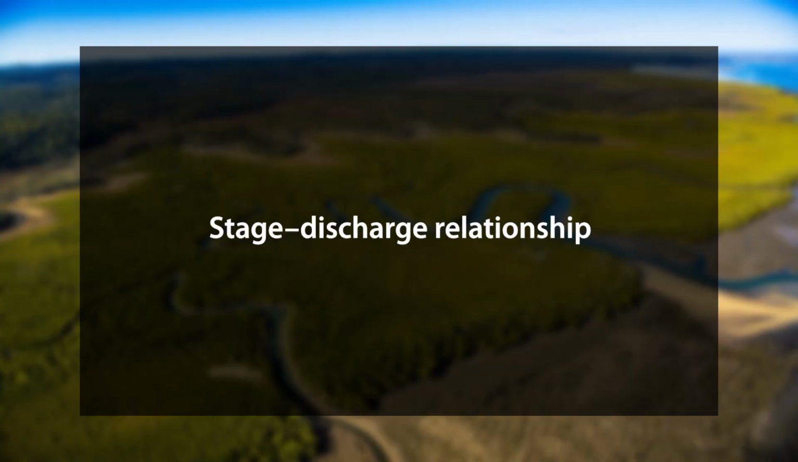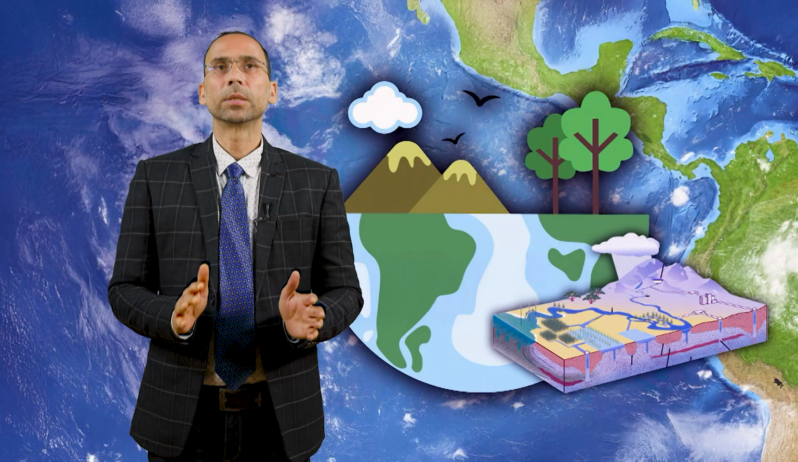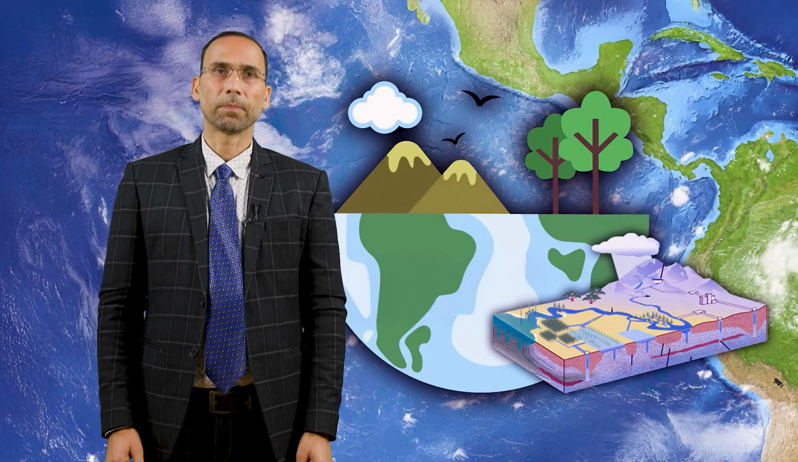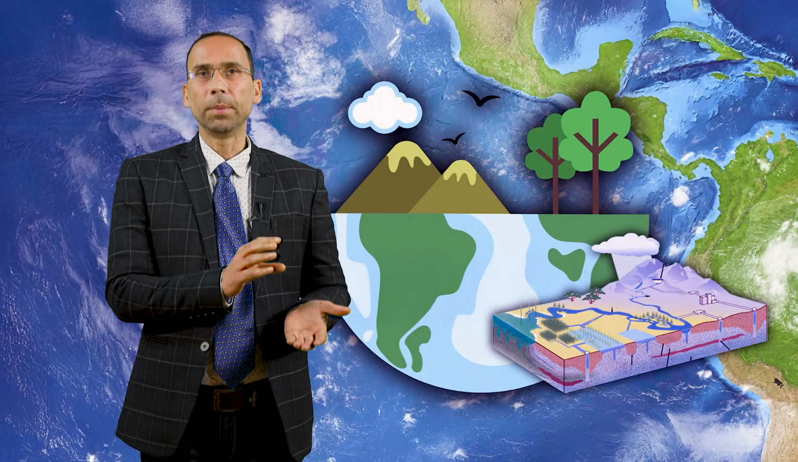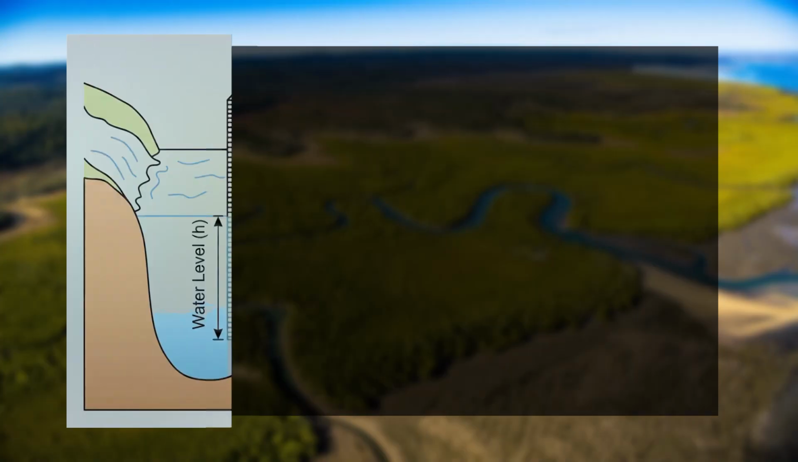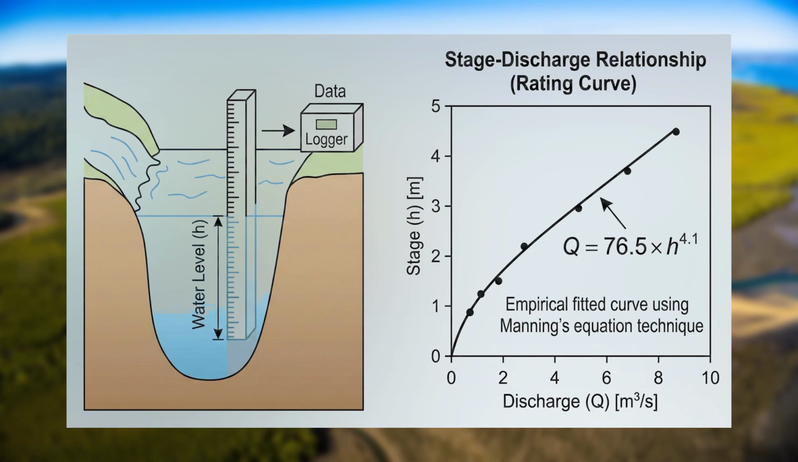Second is the stage discharge relationship. The stage discharge relationship, also called rating curve, provides discharge at a stream. A gauging scale measures the water level. It is converted to discharge by an empirical fitted curve technique called Manning's equation.